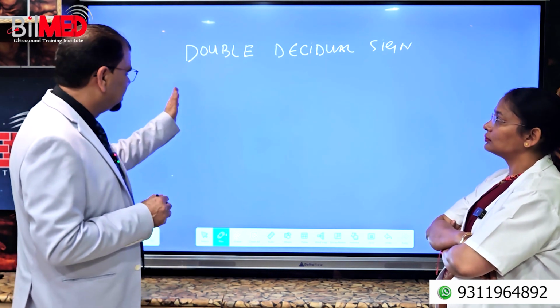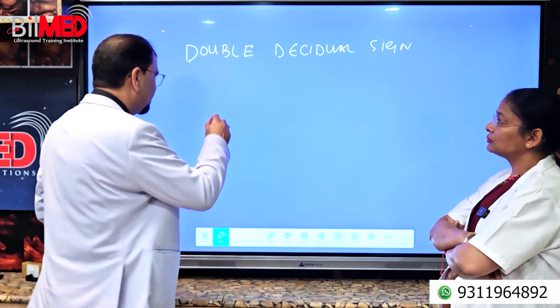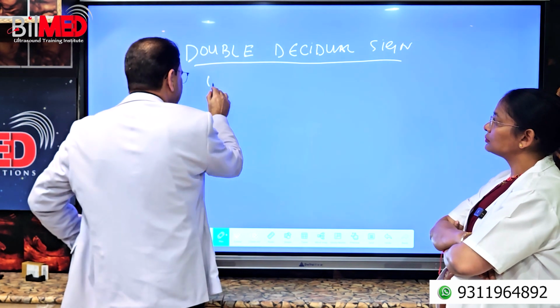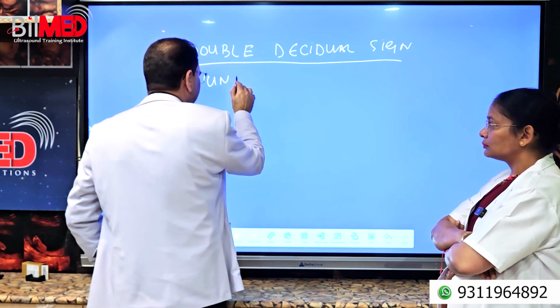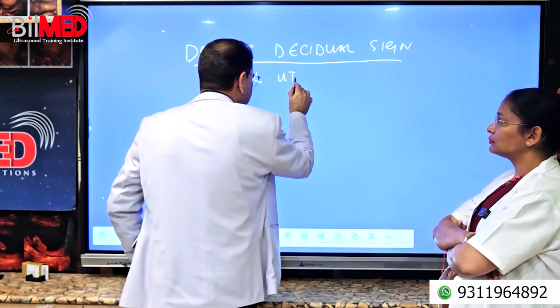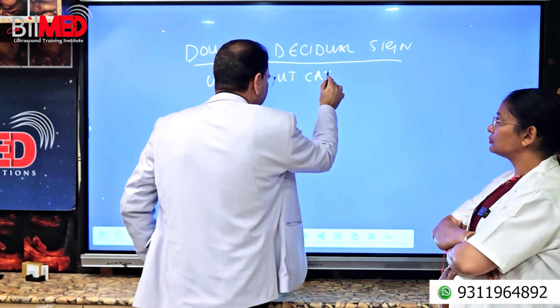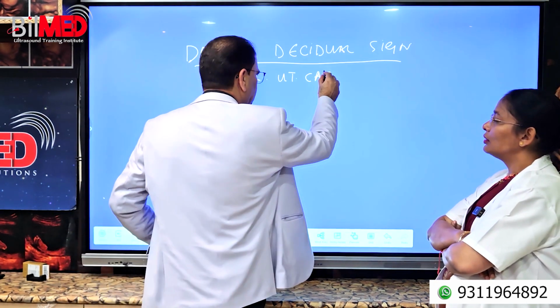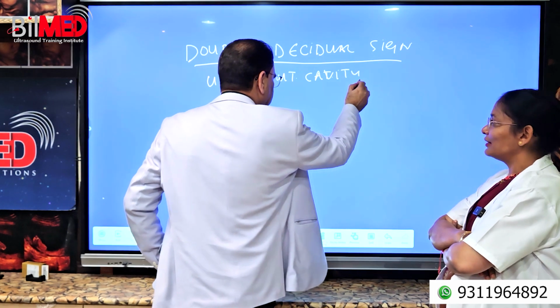Now actually what this double decidual sign is, before going to it, there is something which is called the unobliterated uterine cavity. Unobliterated uterine cavity. Now, what is this unobliterated uterine cavity? Do you have any idea of this? Yes or no? Slight idea.